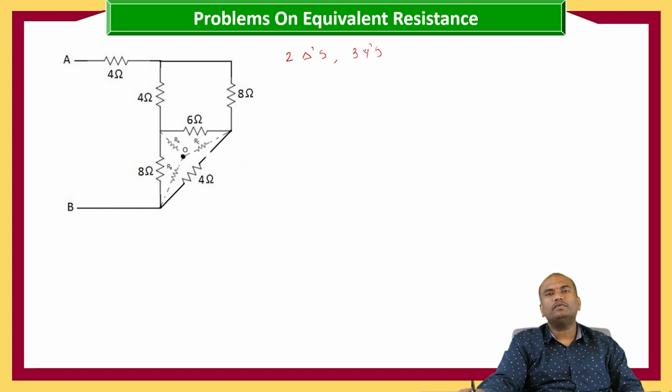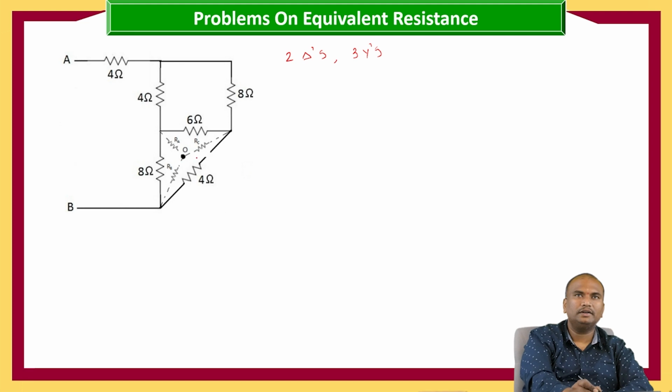So here first we need to identify which delta or which star is to be converted, star to delta or delta to star transformation, to get our easy solution. So we have to check that whatever the delta or star which is connected to all the elements, that delta or star we need to choose for transformation of the star to delta or delta to star, so that our problem solving will be easy.